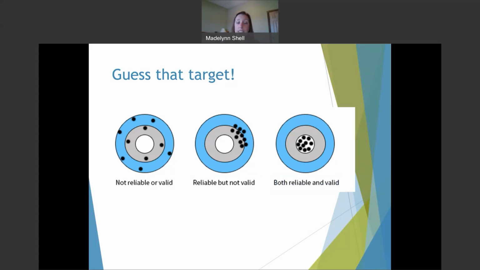Finally, the last one is both reliable and valid. You're hitting the same score every time, and you're hitting the center of the target, which means it's valid. So it's reliable, consistent, and accurate.